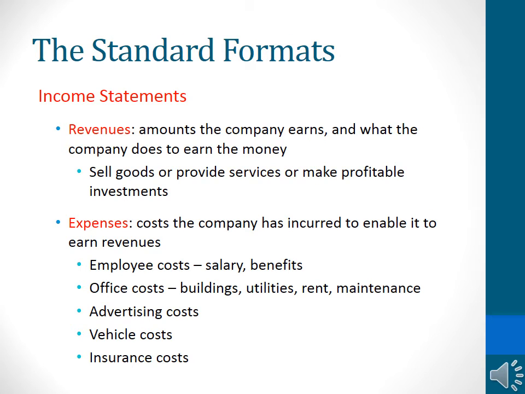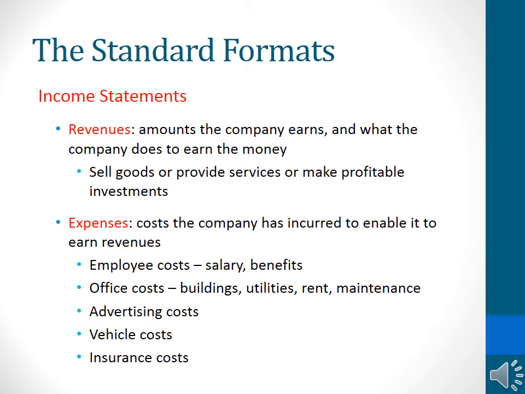One type of standard format of information we're going to study in Accounting 201 is the income statement. Some people call it the net income statement. It shows two categories of information. Revenues are the amounts the company earns, and it helps identify what the company does to earn the money, whether it sells goods or provides services. Revenues could come from profitable investments. There are different sources of revenue for a company.